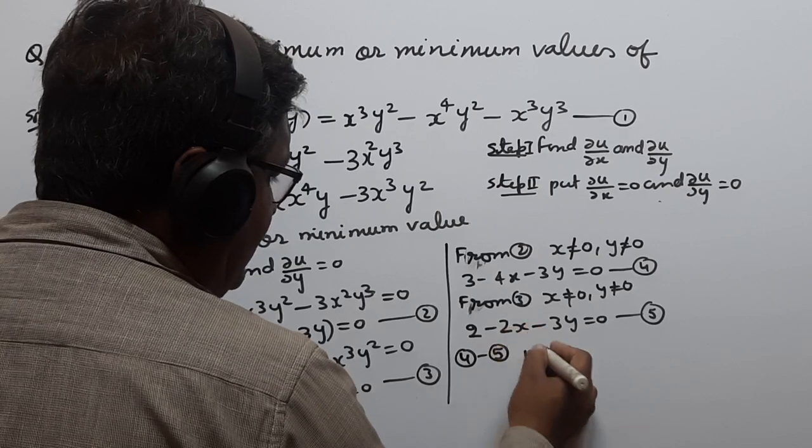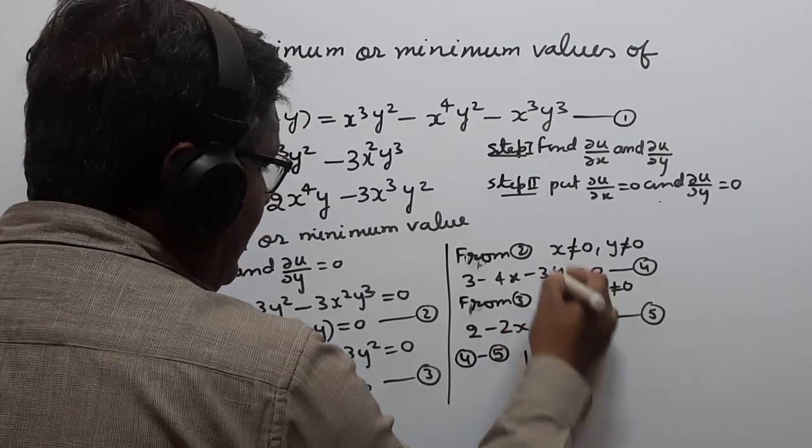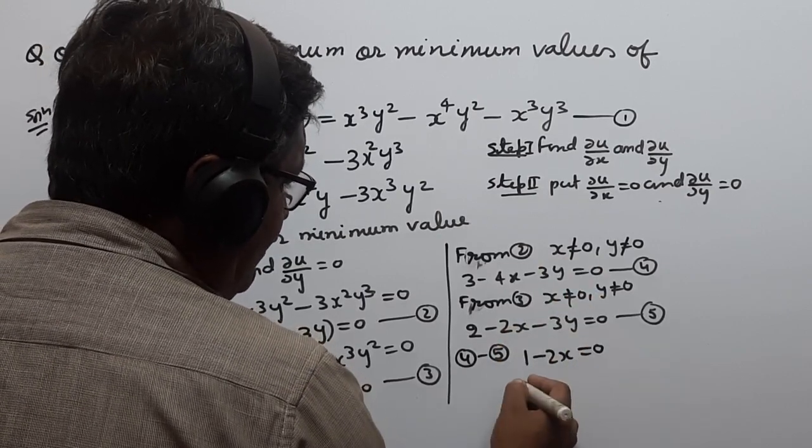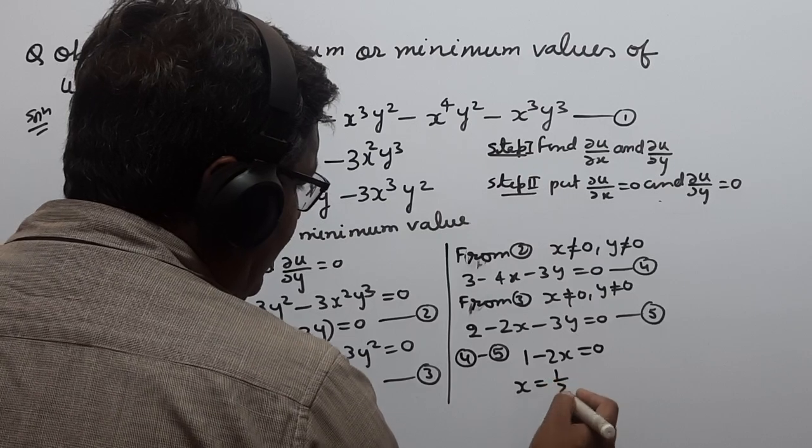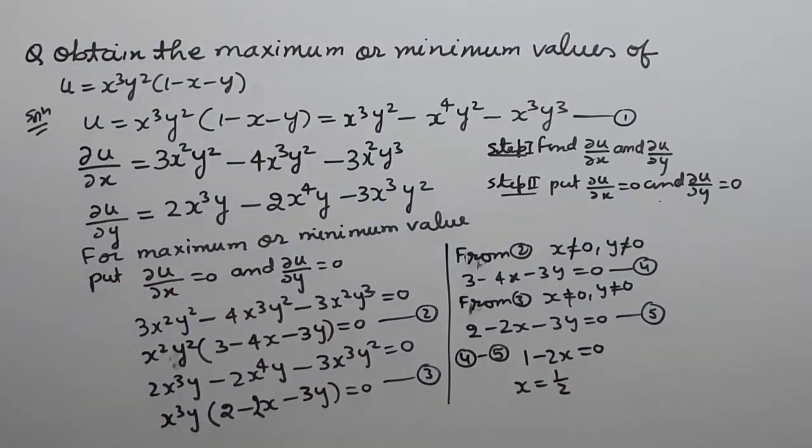Minus 4x plus 2x, this is minus 2x, and 3y is cancelled out. So from here we can see x equal to 1 by 2. Now we find value of y. So put x equal to 1 by 2 in equation 4 or 5, we get value of y.